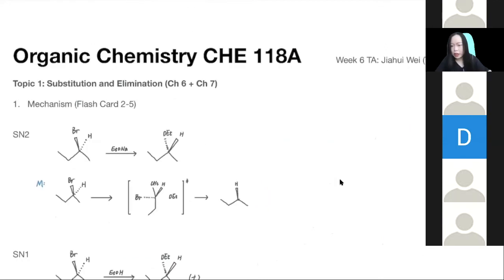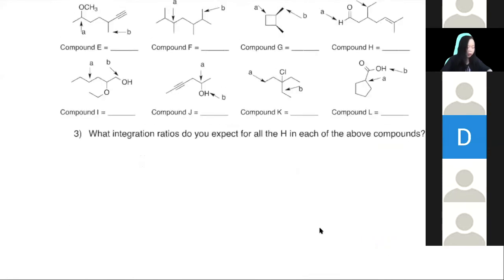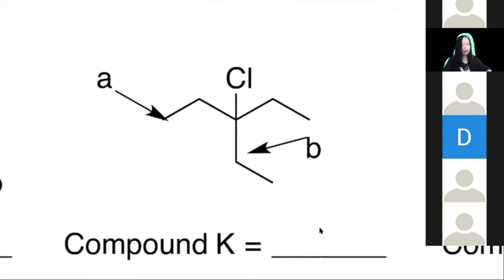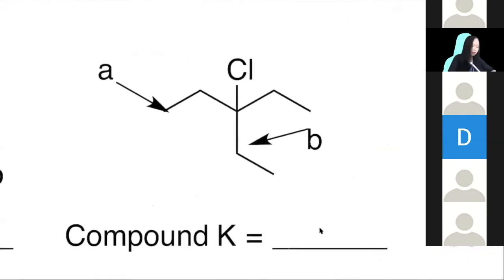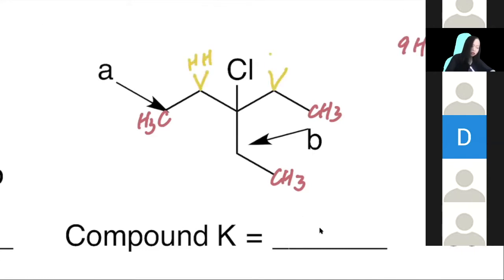So, questions. Okay, there's a question. Can you explain how you did the ratios? Yes. So, question 3. Let's just take compound K as an example. Proton A, CH3, CH3, CH3. Keep in mind we talked last week that these CH3 are chemically equivalent, so I'm expecting to see 9 protons. There are 2 hydrogens, 2 hydrogens, and 2 hydrogens, so in total I'm going to see 6 yellow hydrogens.